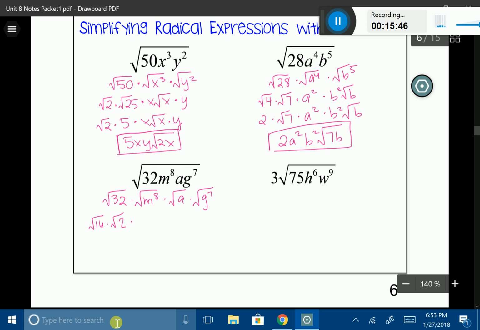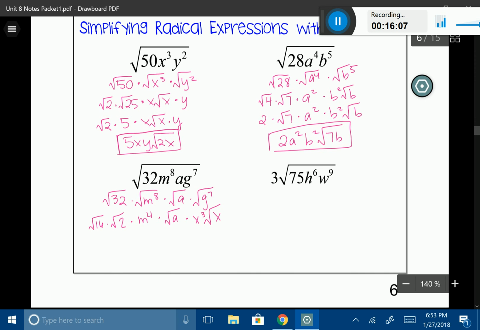It's an even number, so I'm just going to divide it by 2. That's going to give me m to the 4th. The square root of a is just going to be the square root of a. And g to the 7th, it's an odd number, so I'm going to subtract 1 to give me 6, divide it by 2, so that's going to give me x to the 3rd followed by a root x.